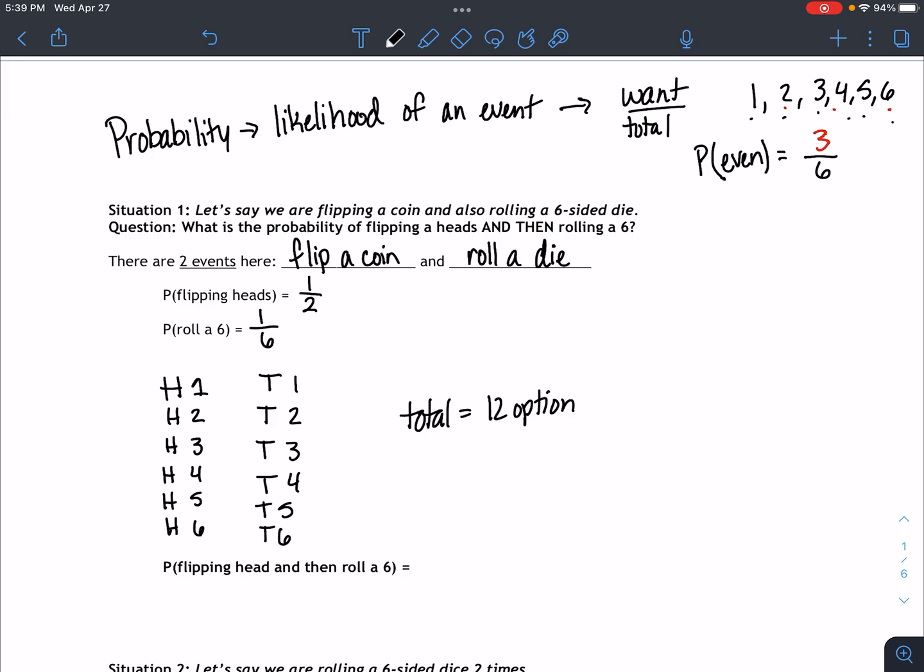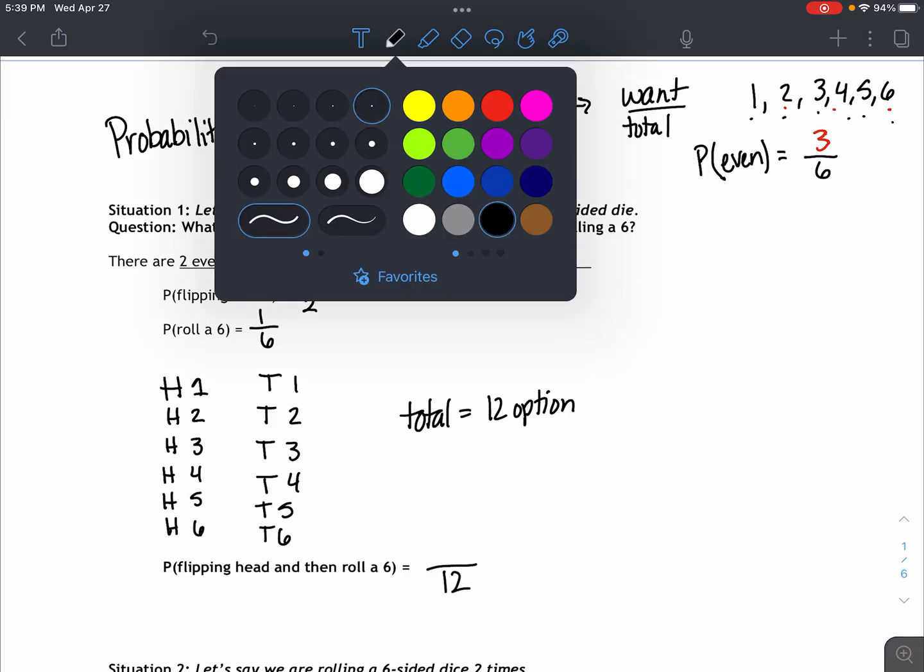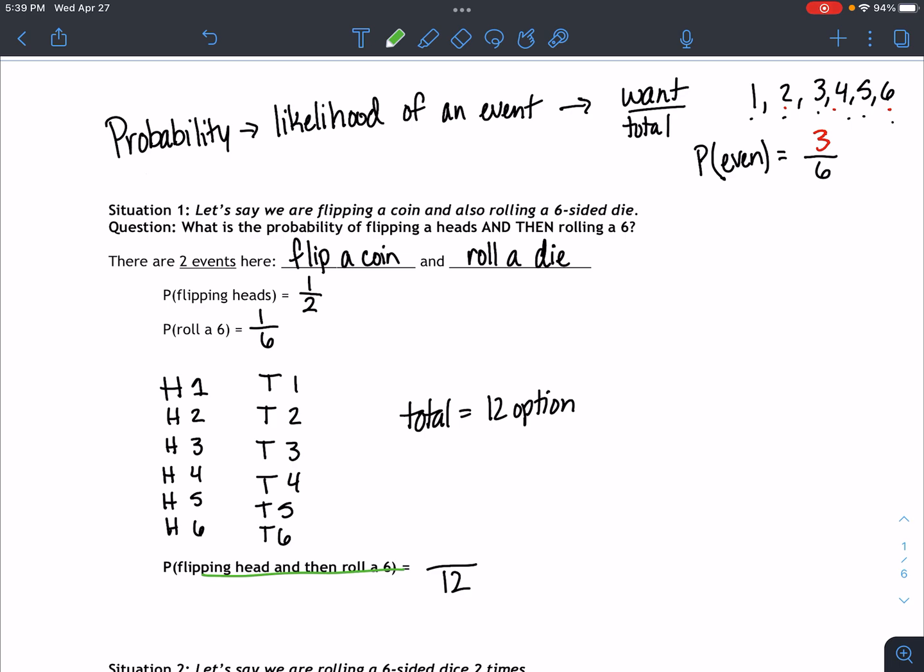So that means I just take out of those 12 options the one that I want. I want flipping heads and then rolling a 6, which is that option right there. There is exactly 1 of those options. So that probability is 1 out of 12. Okay, so then what I'm trying to figure out is how do these 2 numbers relate to that one? How does 1/2 and 1/6 turn into 1/12?